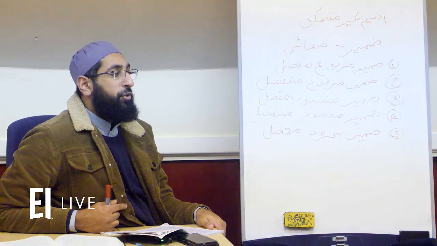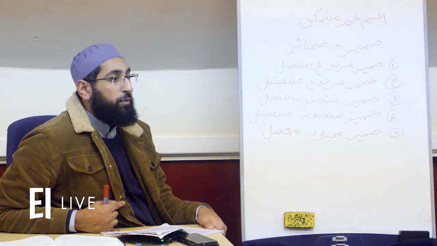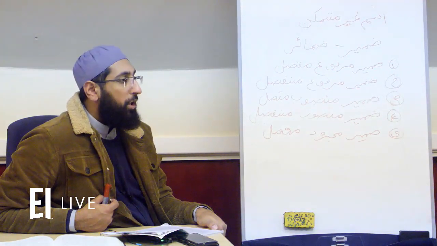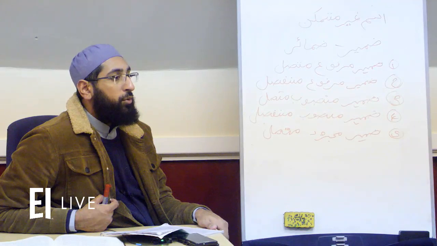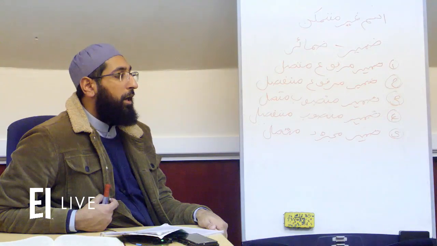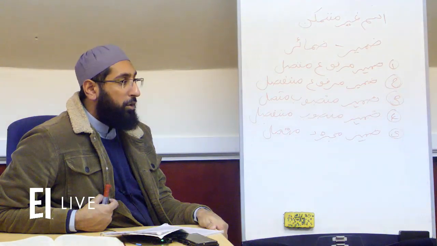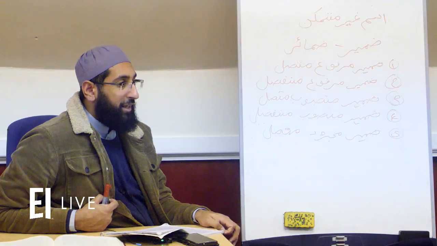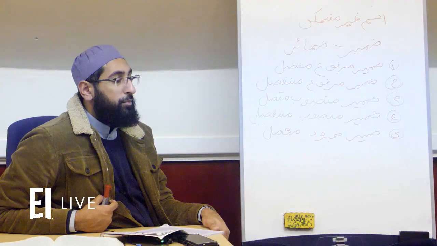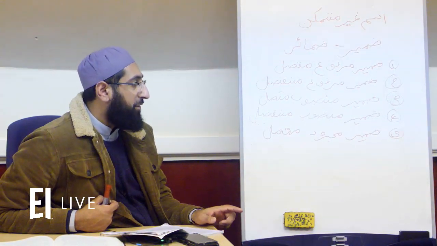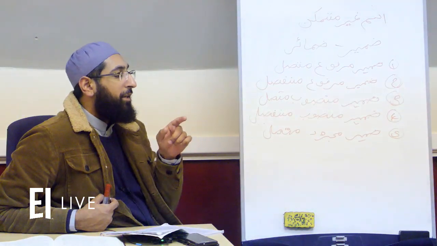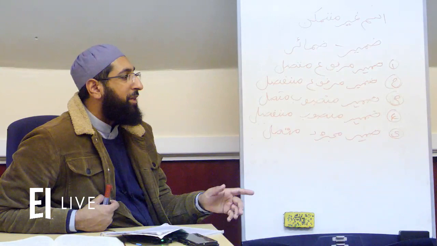Do it with mudhaf ilay. Say ghulamuhu, ghulamuhuma, ghulamuhum, ghulamuha, ghulamuhuma, ghulamuhunna, ghulamuka, ghulamukuma, ghulamukum, ghulamuki, ghulamukuma, ghulamukunna, ghulami. It changes here. It has to be like that. Ghulami, ghulamuna. That's when the ghulam has a dhamma on it. When it's a fatha on it, it's the same.